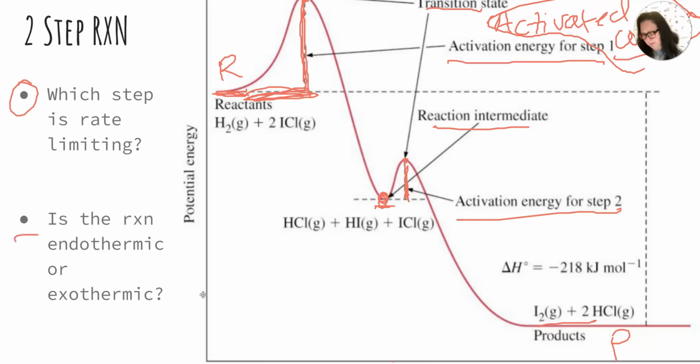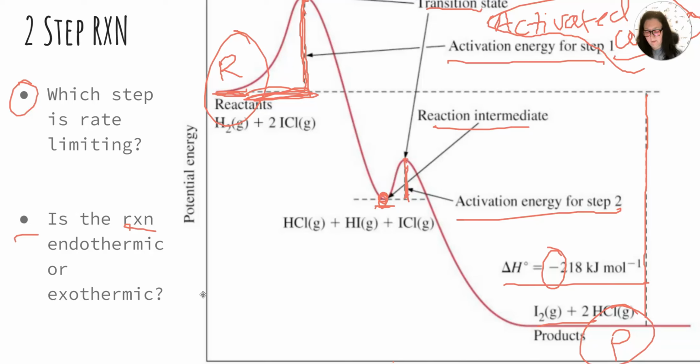And then the second question is, is the reaction endothermic or exothermic? So they're asking about the whole reaction. They're looking at just the reactants and the products. Well, products are lower in energy than the reactants, so this is an exothermic reaction. And this distance from the products to the reactants right here is your enthalpy, which is your energy. And it is negative because it's exothermic.